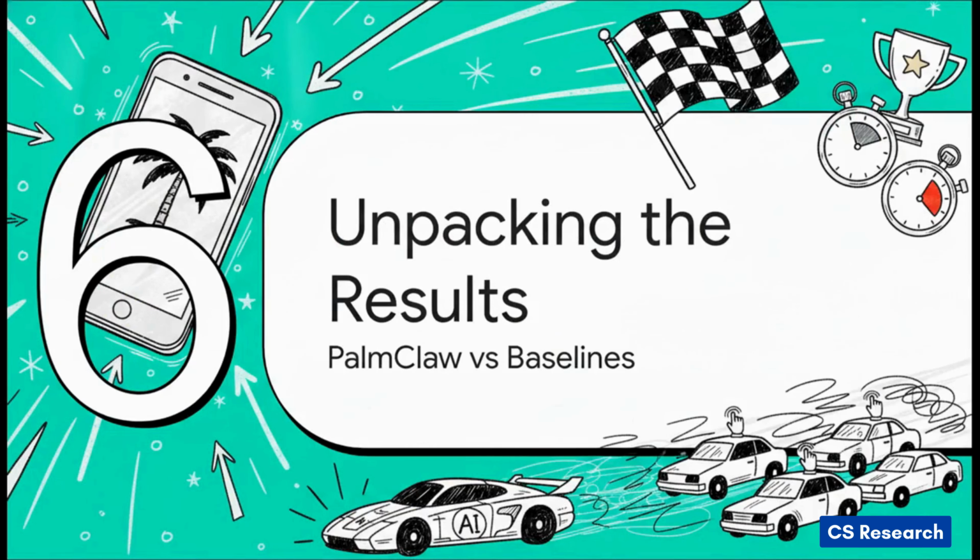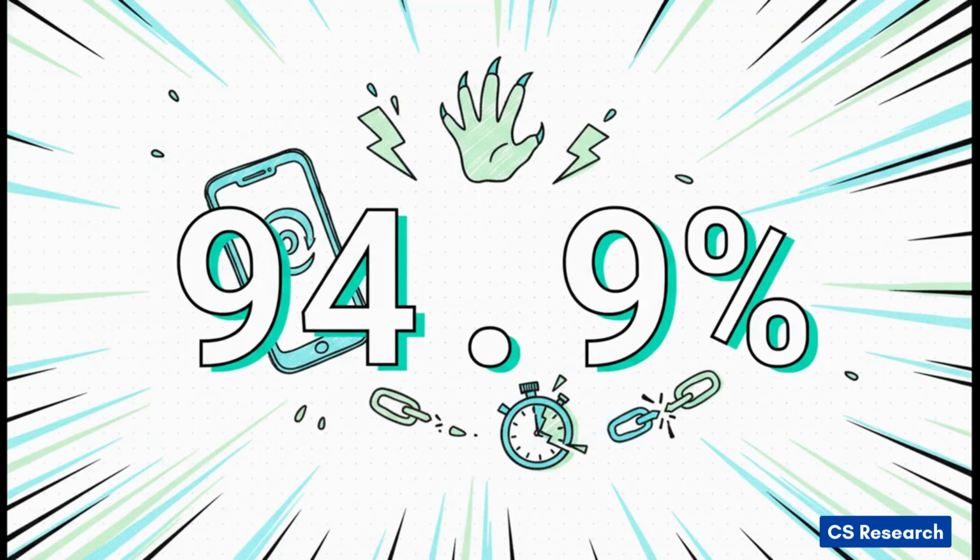All right, Section 6, Unpacking the Results. Let's see how this actually performs when we put it to the test. 94.9%. That is the massive reduction in average task completion time achieved by PalmClaw. I mean, think about that for a second. Waiting for an AI to complete a task shouldn't take longer than just pulling out your phone and doing it yourself, right? PalmClaw absolutely shatters the speed barrier here.